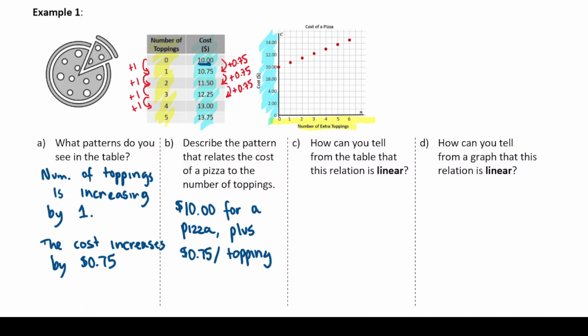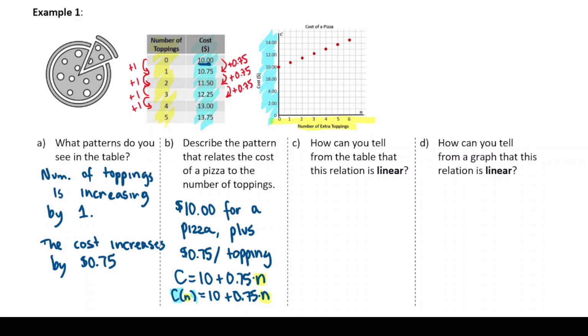We could make an equation. We could make it something like this. The cost of the pizza is $10 plus 75 cents times the number of toppings. We could also write that in function notation like this. C of n equals 10 plus 0.75 times n. So here we're using n for the number of toppings. You could also use t for toppings, and then we're using c to represent the cost.